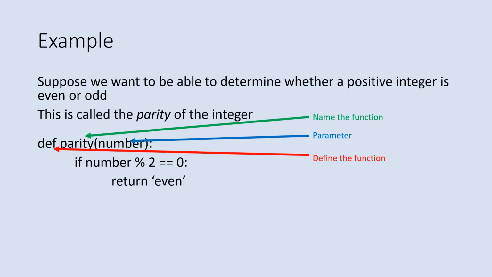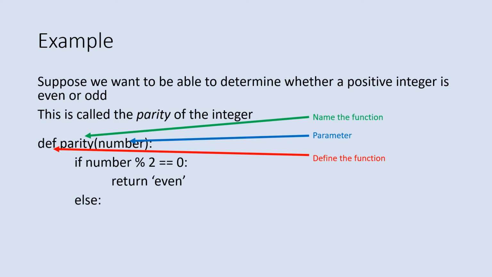So if the number is even, we're going to return the word even. What happens is, if the number is divisible by 2, the code will get to this part, see the return statement, will return even, it will break out of the function, and nothing else will occur inside the function. We will just get back the value even.